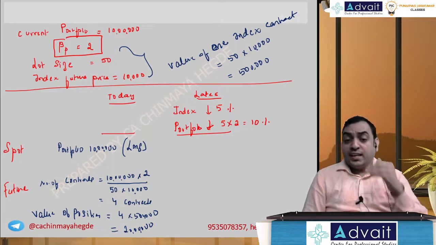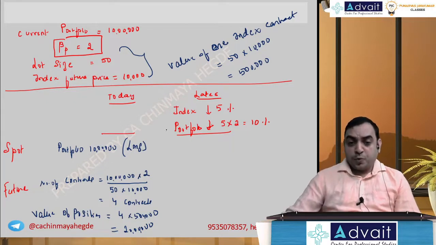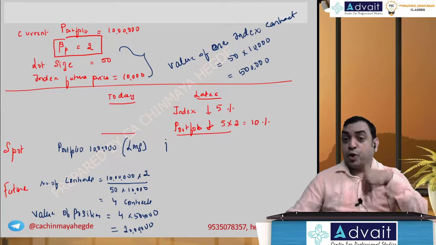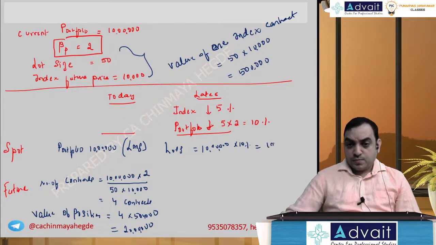Okay, now index down by 5%, portfolio down by 10%. So what is the portfolio change? Portfolio down. In long position, portfolio down means loss. So loss, 10 lakh down by 10%, which is 1 lakh.